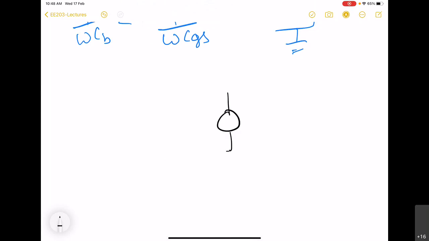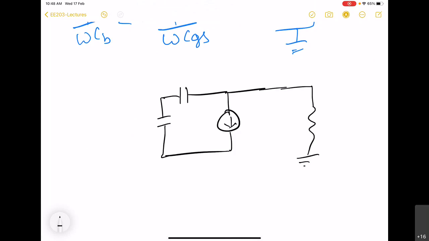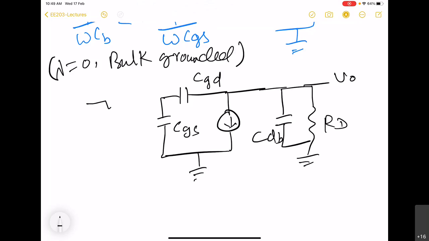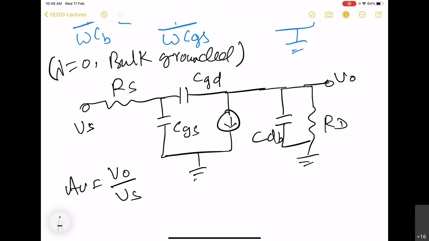So we first have to, of course, draw the high frequency small signal model for the above circuit. And we will consider lambda equal to zero and bulk grounding. So bulk is grounded, that means our CDB will be in parallel with RD, and this is our VO. Source will be grounded, only this CGS, CGD and CDB will be present. Now we will have this additional term RS also. And now we want to know what is the transfer function VO with respect to this VS. So this is what we want to analyze, right?